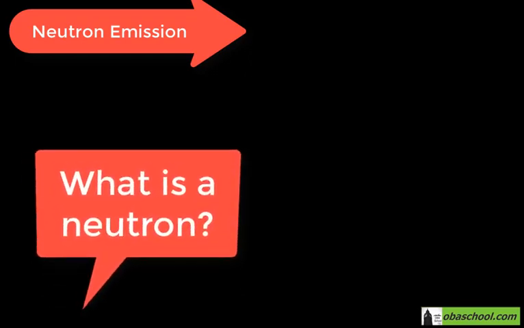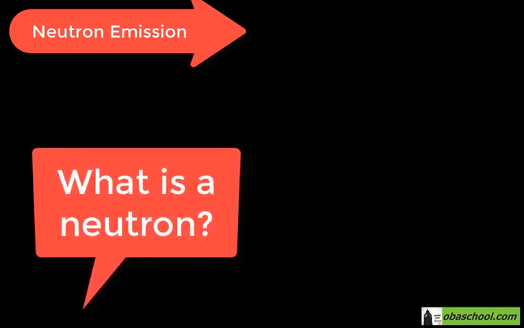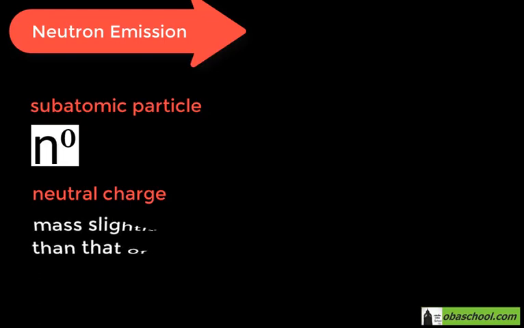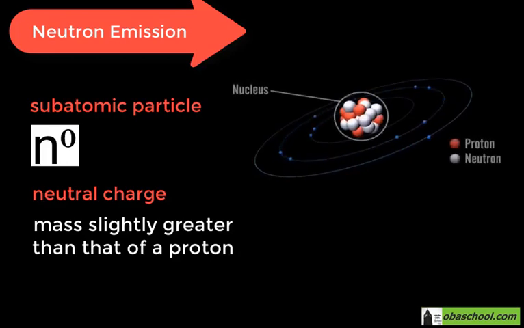Regarding the neutron emission, what is a neutron? A neutron is a subatomic particle with symbol of N superscript 0 and has a neutral charge, neither positive nor negative, and a mass slightly greater than that of a proton. The neutrons with protons constitute the nuclei of atoms.